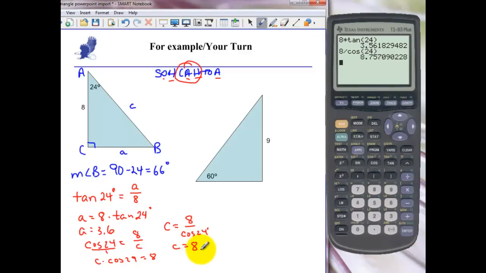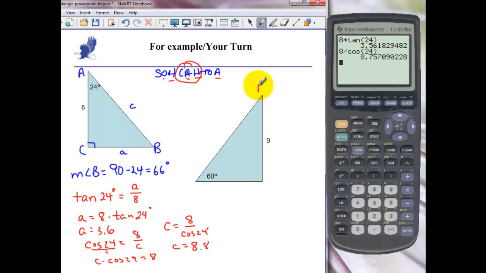Again, we could have found this third side using the Pythagorean theorem, but it's going to be quicker in my mind, and more accurate, doing it the way we did it. Now let's look at our second problem. Here we have a special right triangle, so we don't need to use our calculator. We're going to give an exact value.